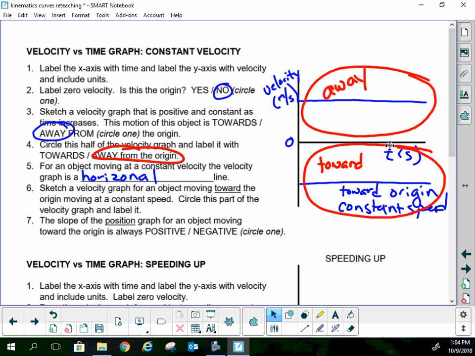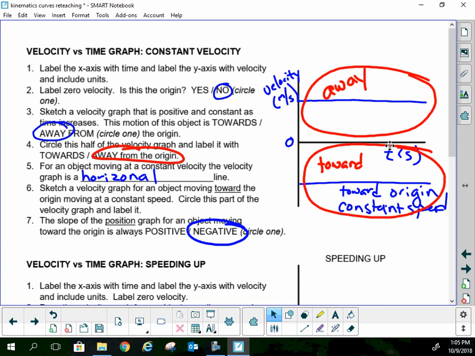The slope of the position graph for this object, if I were to pop down here and draw it quick, we drew this last time, might look something like this. The slope of that position graph is going to be negative because the object is moving closer to the 0 position, i.e. the origin. That causes that velocity graph to be negative.